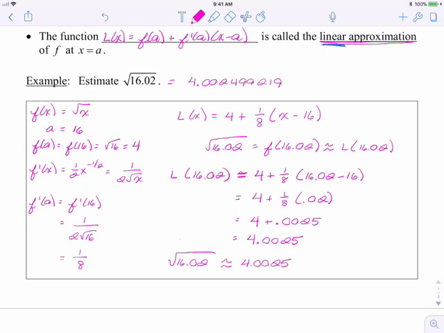4.0025. And when you compare that to the actual value up here that we used our calculators to get, it's pretty darn close, and close enough that we could say, reasonably speaking, that that's the square root of 16.02. So the reason that polynomials are used is because polynomials are the easiest functions to work with, really regardless of degree. So that's an example of utilizing a linear approximation to approximate a function near a point of tangency.